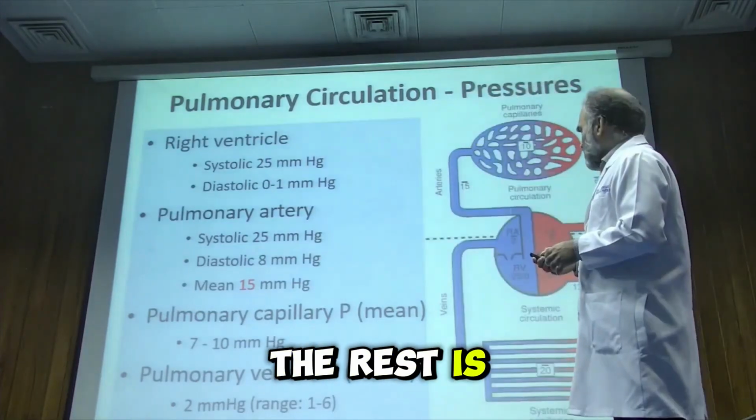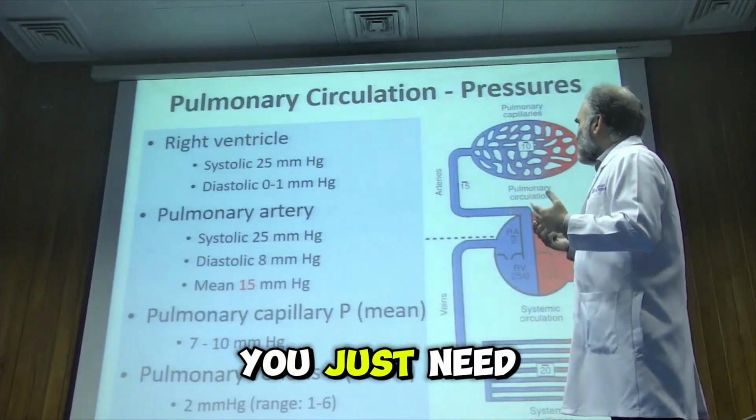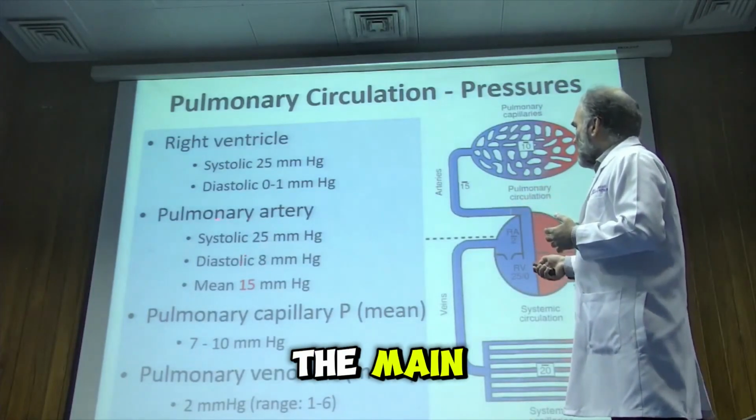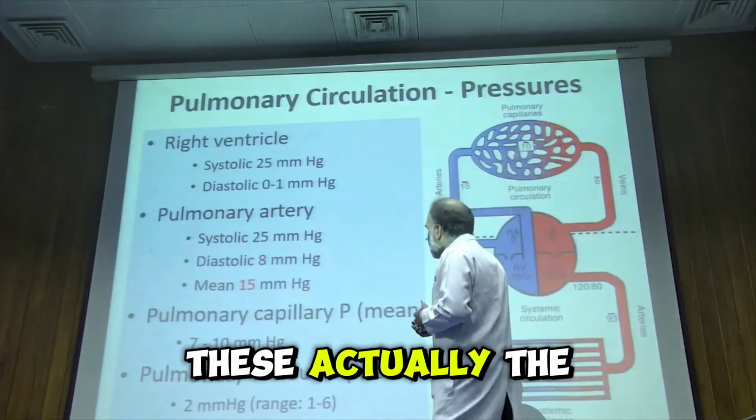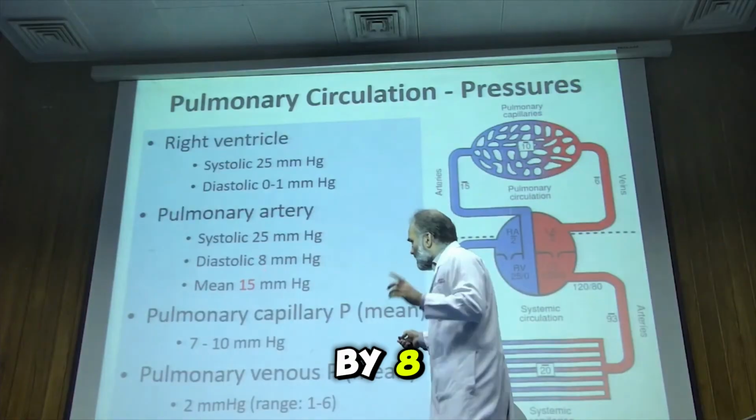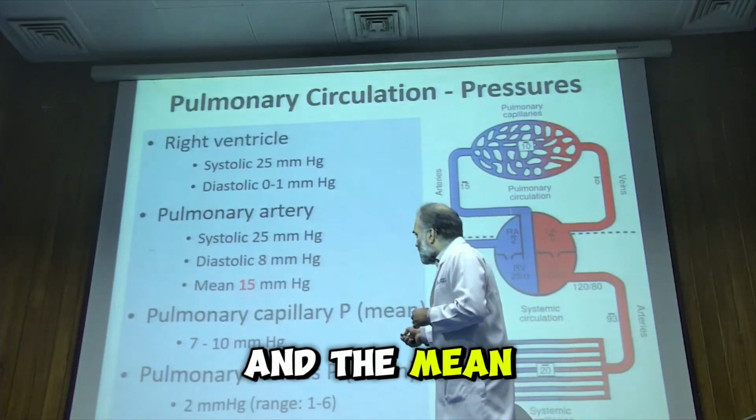So the rest you just need to learn. The main pressures are these. The pulmonary 25 by 8, this you need to remember. And the mean of this is 15.